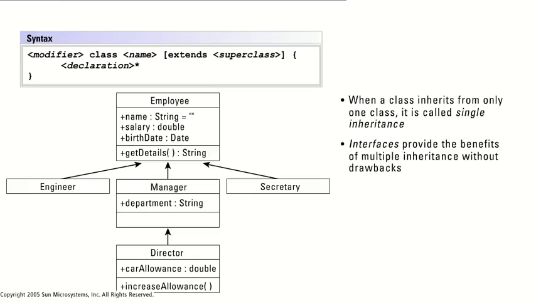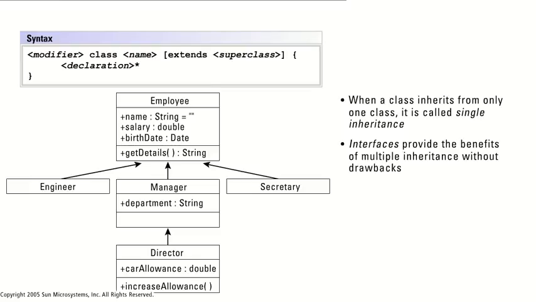So, to look at an example here, if we were to take a look at the director and list out all of the attributes that a director has, we would have, starting at the bottom, car allowance, then department from the manager class, and then birth date, salary, and name from the employee class. So 5 attributes. The director would also have 2 methods, the increase allowance method and the get details method. So as you can see, inheritance can go through multiple levels.